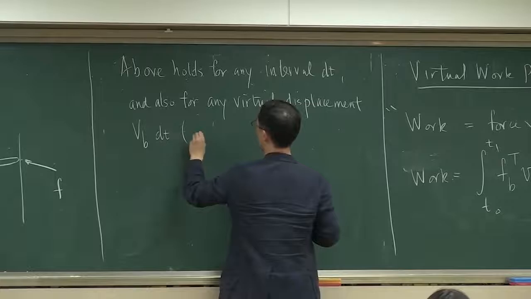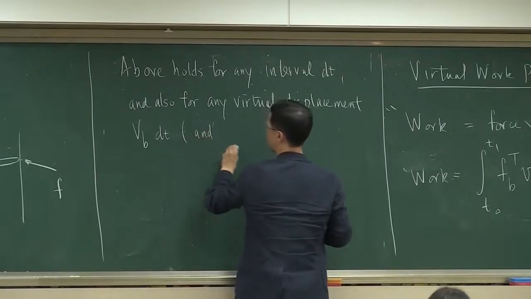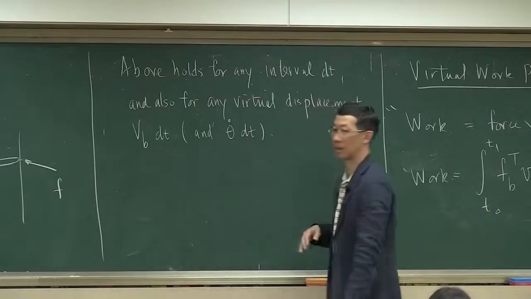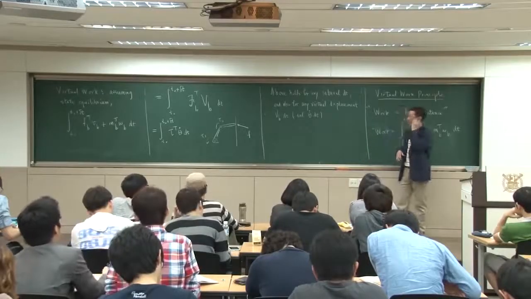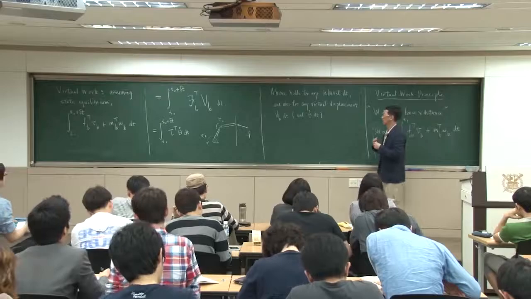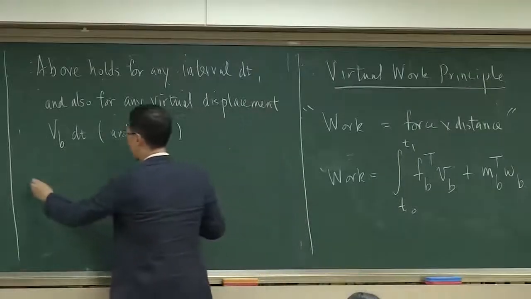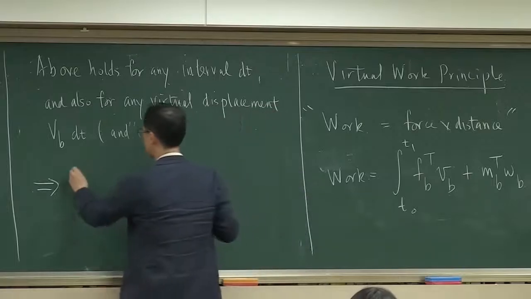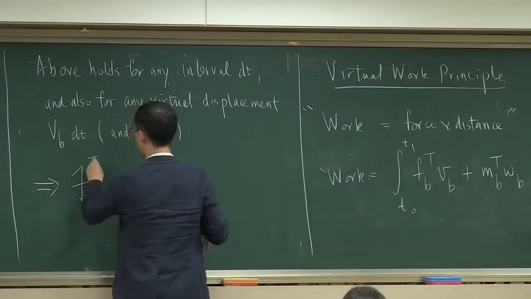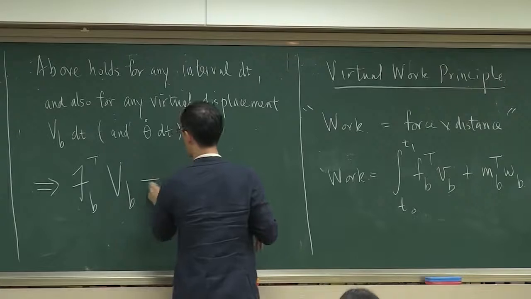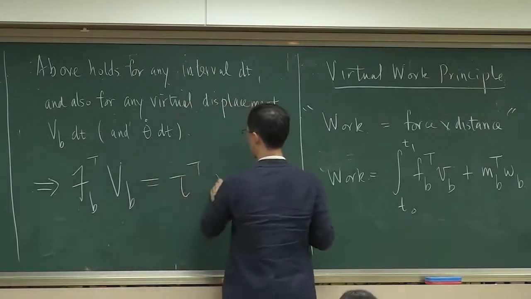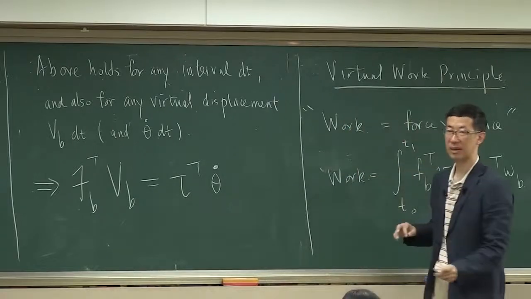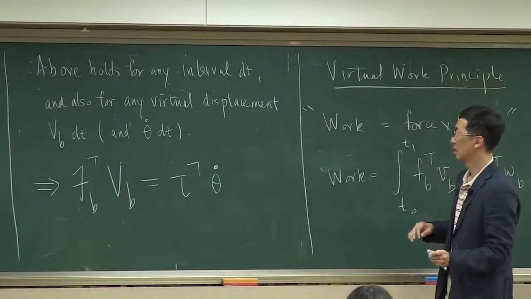And theta dot dt. All right, so what that implies is that the integrands have to be the same. It implies that F_B transpose times V_B is equal to torque transpose times theta dot.